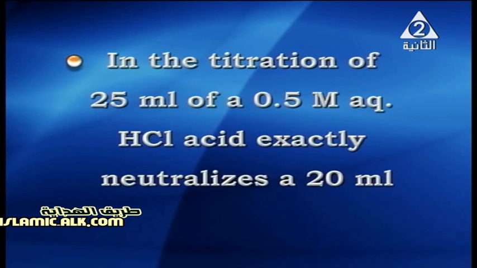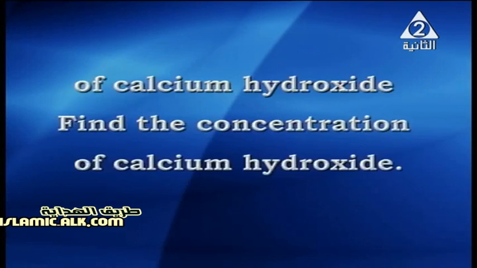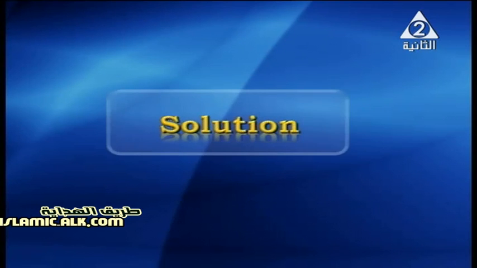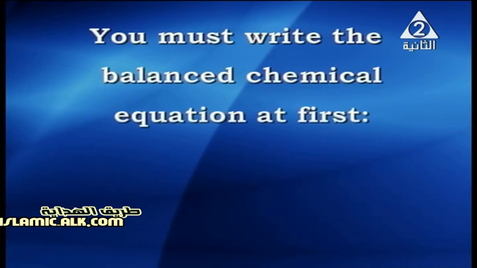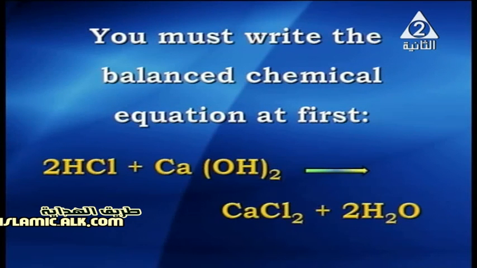Next problem. In the titration of 25 milliliter of 0.5 molar aqueous hydrochloric acid exactly neutralize 20 milliliter of calcium hydroxide. Find the concentration of calcium hydroxide. Solution. You must write the balanced chemical equation at first. 2HCl plus Ca(OH)2 gives CaCl2 plus 2H2O.